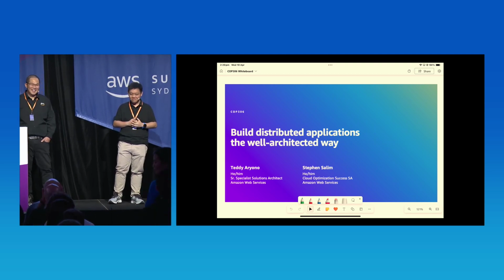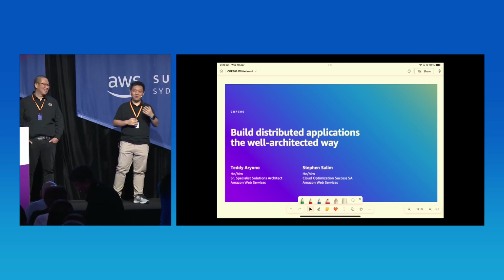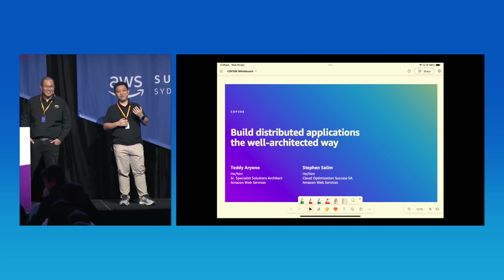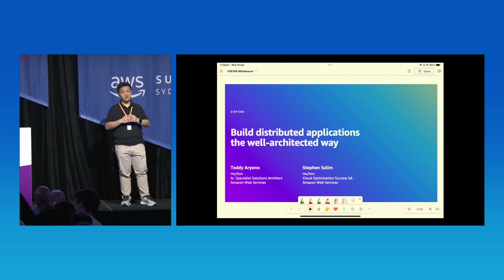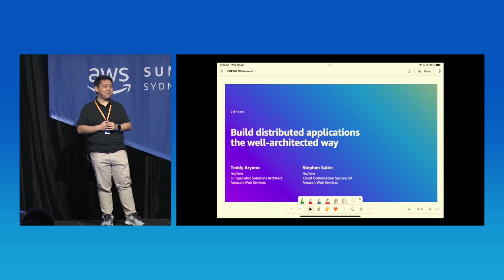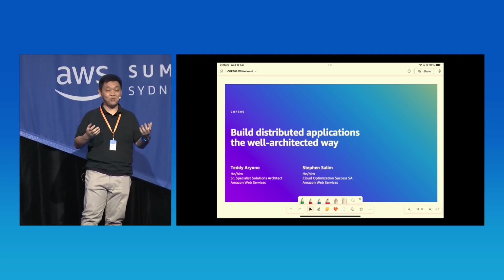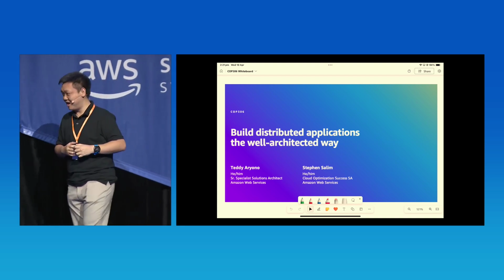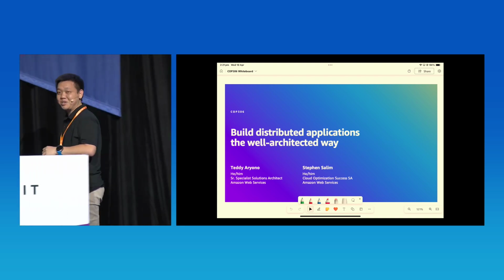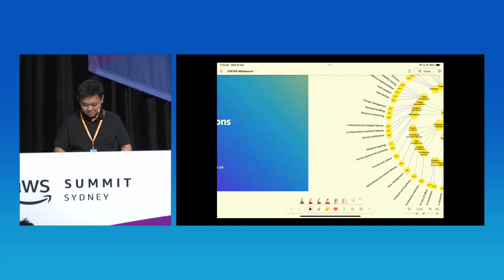So what we're going to do today is share with you a few key challenges that we've seen across the board with our customers when they are building distributed applications, and how the AWS Well-Architected framework can help you with that. So let's dive right in. This is a whiteboarding session, so obviously we'll use our digital whiteboard here.